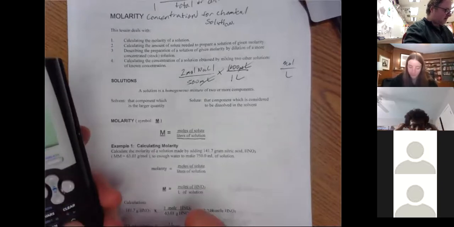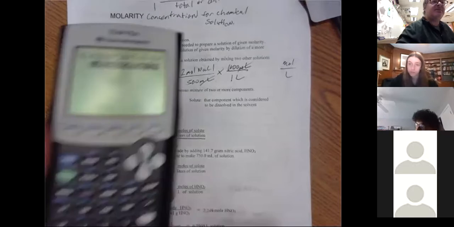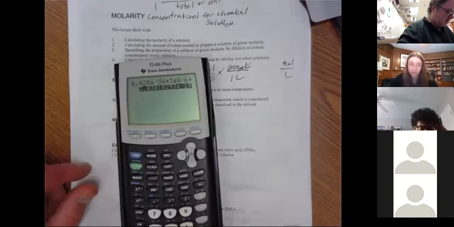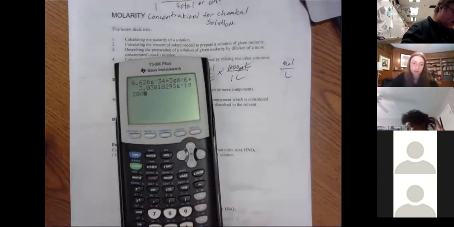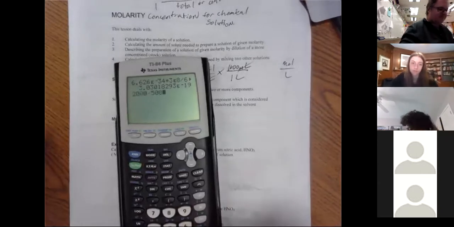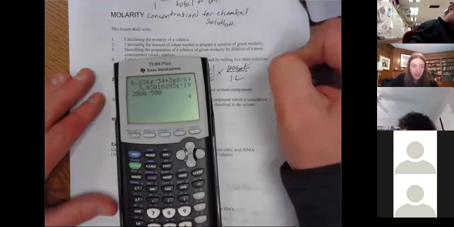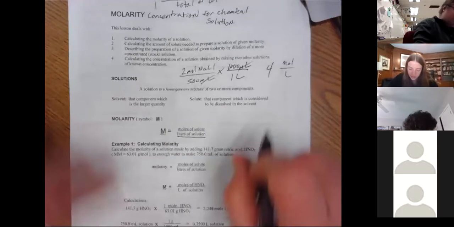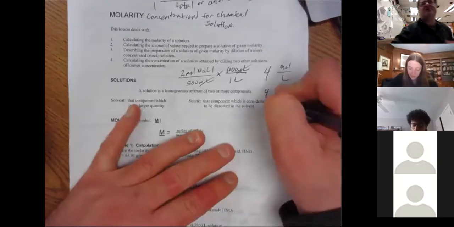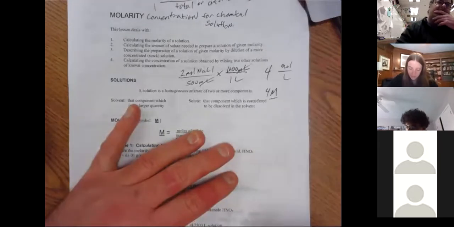2,000, come on, man. What's going on here? What's this function? How do I escape this? Oh, quit. There we go. 2,000 divided by 500. 4 moles per liter. And I only used one significant digit, so we're going to keep it at that. We would say that that is 4 molar, right?